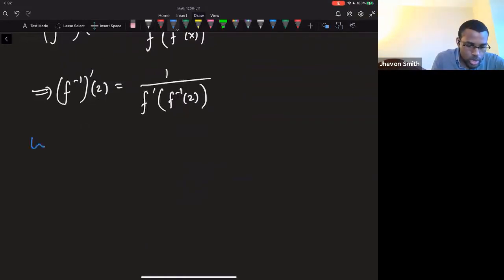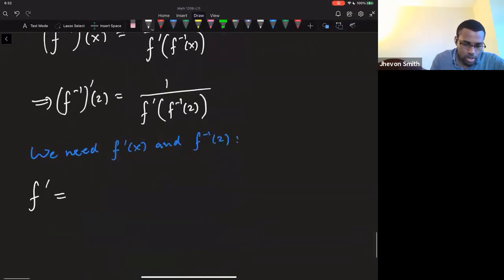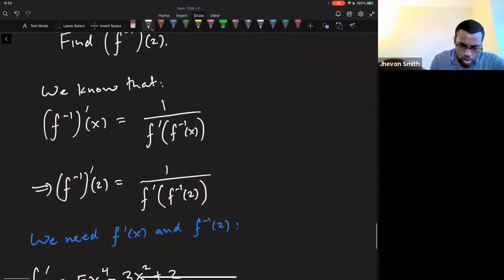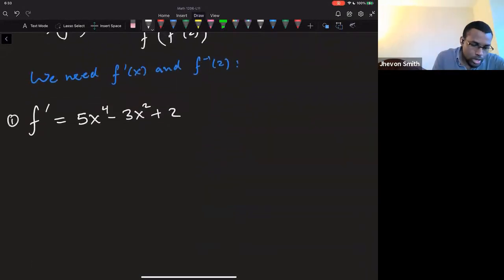So here we need f prime and f inverse of 2. Now f prime is not that bad. So this guy, 5x to the 4th minus 3x squared plus 2. That was x cubed. So that's not bad. So that's the first one. Now, the second thing you have to find is f inverse of 2.